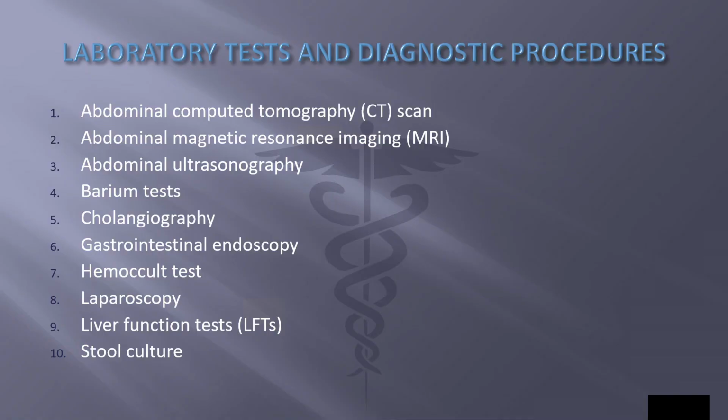Next, we have gastrointestinal endoscopy, visual examination of the gastrointestinal tract with an endoscope. Examples are esophagoscopy, gastroscopy, colonoscopy, and sigmoidoscopy. Hemoccult test. Feces are placed on paper containing the chemical guaiac, which reacts with hidden or occult blood. This is an important screening test for colon cancer. Laparoscopy, visual examination of the abdominal cavity through an endoscope inserted in the abdomen.